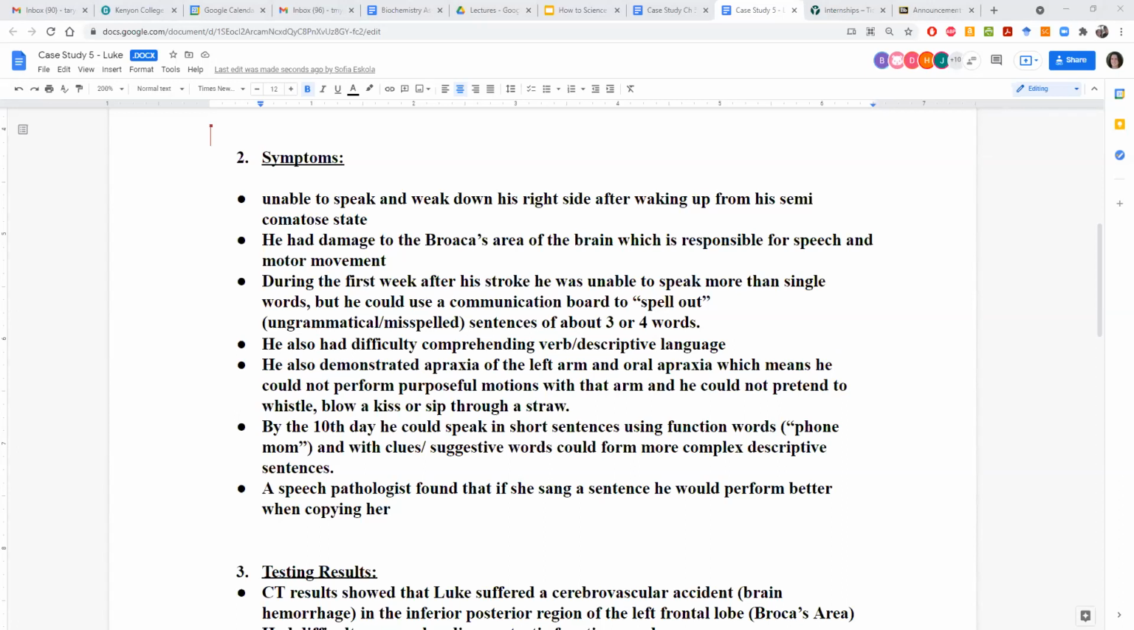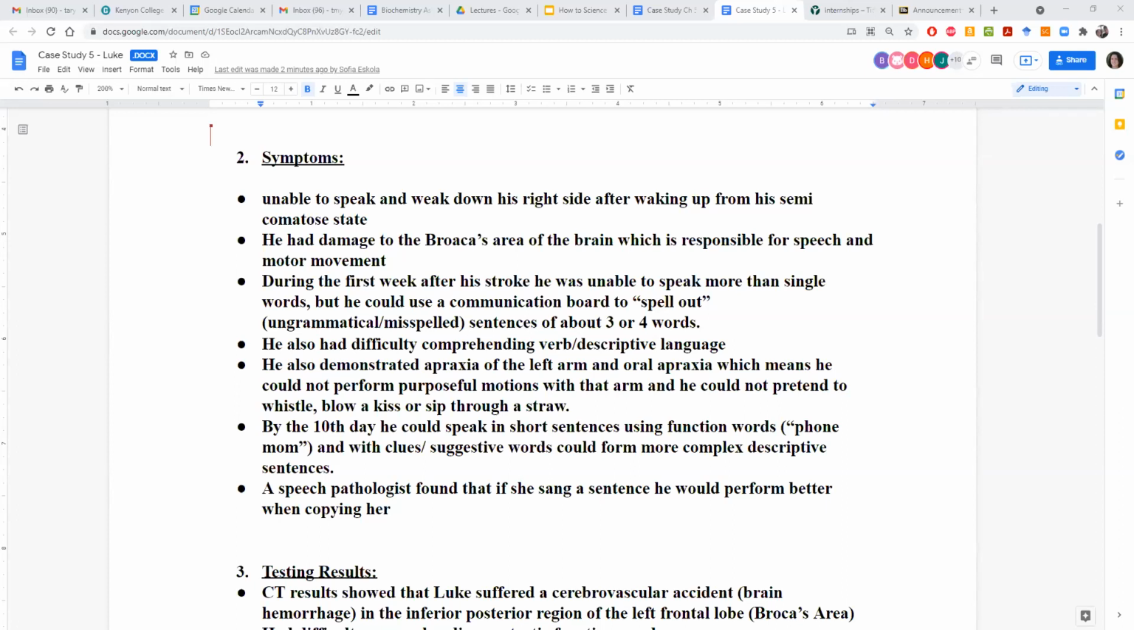He also had difficulty comprehending verbs in descriptive language. They gave an example where the pathologist would say the cat's under the chair, and then he would point to the picture with the cat on the chair. So he had difficulty comprehending descriptors. He also demonstrated apraxia of the left arm and oral apraxia, which means that he couldn't perform purposeful movements with that arm. And he couldn't pretend to whistle or blow a kiss or sip from a straw.